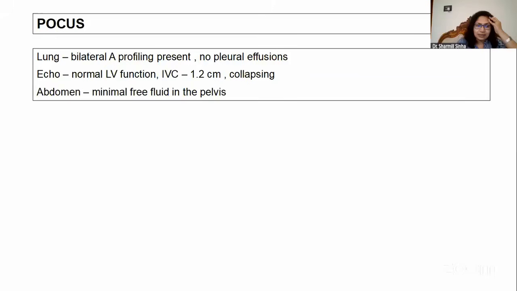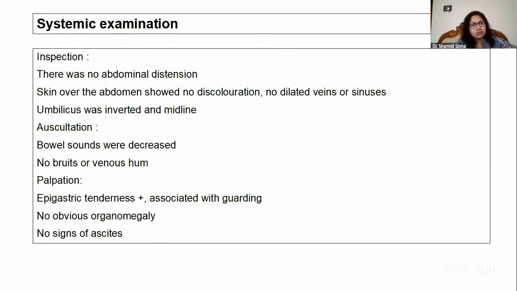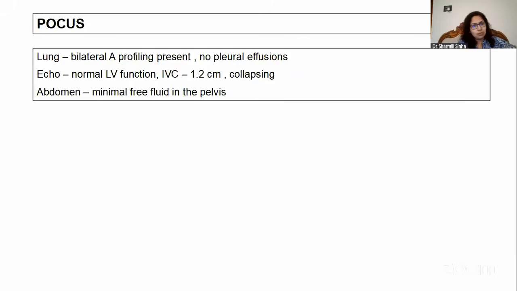Next slide. Actually, you did a FOCUS. So what was the purpose of FOCUS in this case? How do you think it would be helpful in the assessment and management?